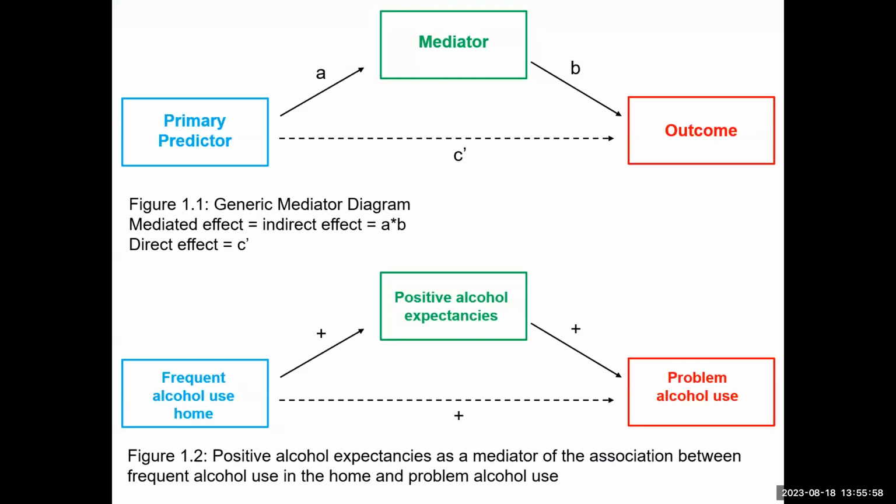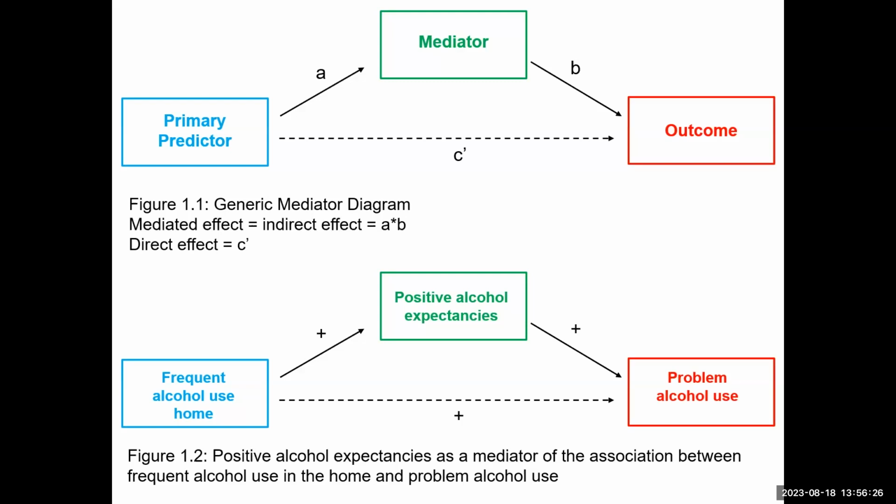On this slide, I've got two figures representing mediation. Figure 1.1, I label here the generic mediator diagram. On the left-hand side, we've got the primary predictor variable in the blue box. In the center of the figure, we've got the mediator in the green box. And then on the right-hand side of the figure, we've got the outcome in the red box. And I've got three paths shown in the diagram.